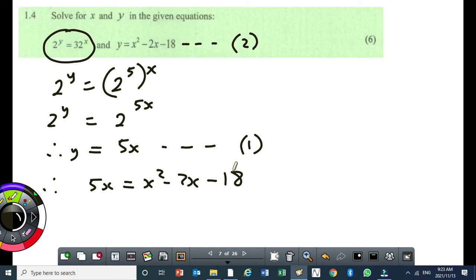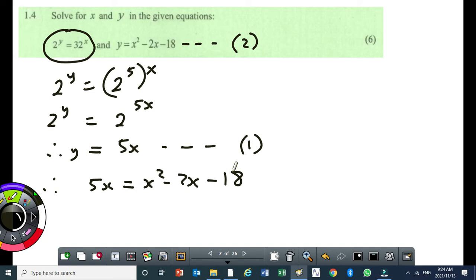Then from here, I don't encourage you to make x the subject and end up having x equal to y over 5. Don't. I don't encourage you to work with fractions, because fractions can cause some issues. Okay? So I have to create a quadratic equation.